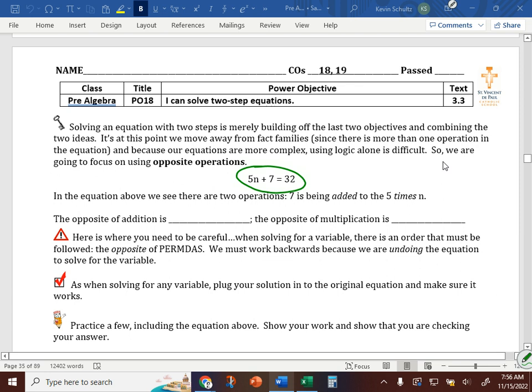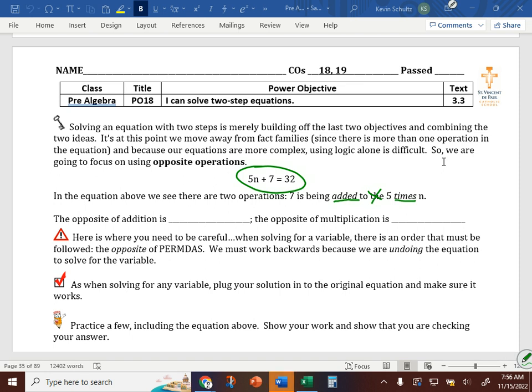So taking a look at 5n plus 7 equals 32, like I said, we see there are two operations. 7 is being added, that's one operation, to the 5 times n. To 5 times n, times being the second operation there, okay?